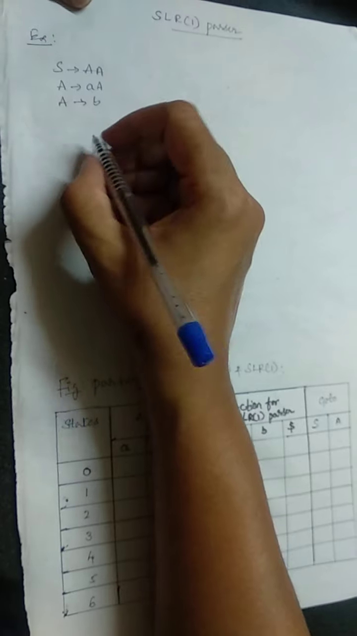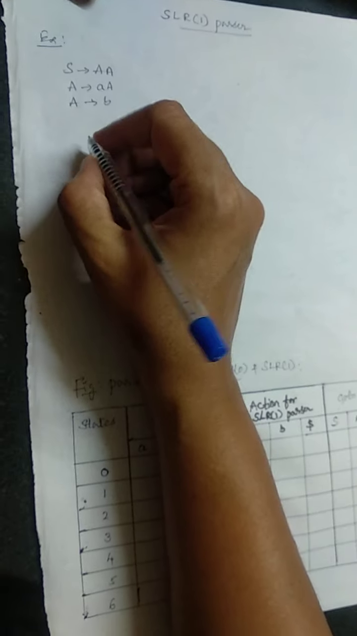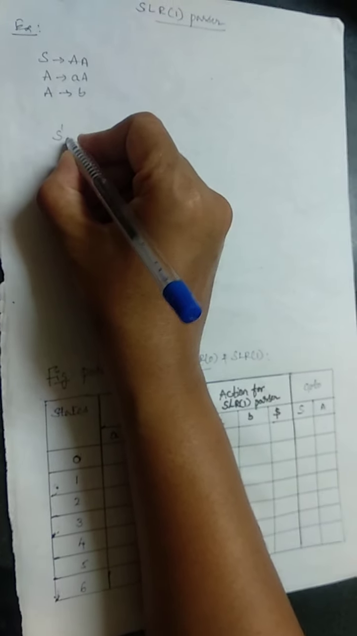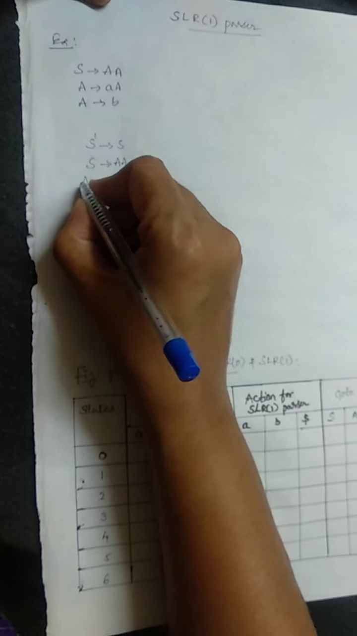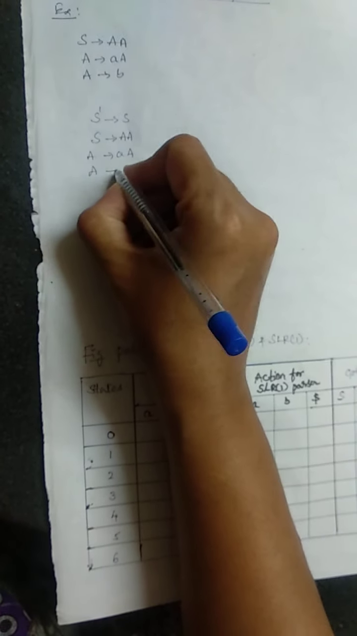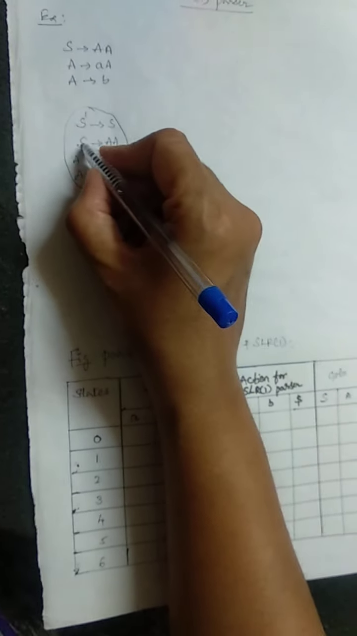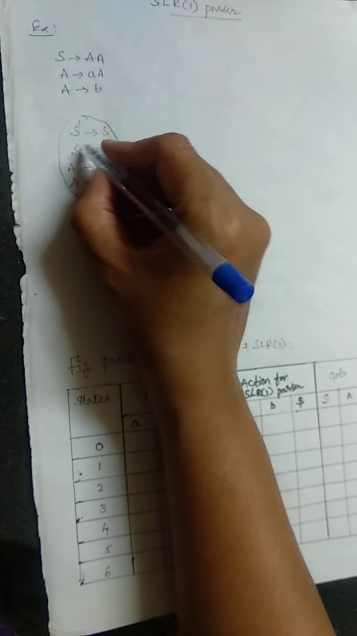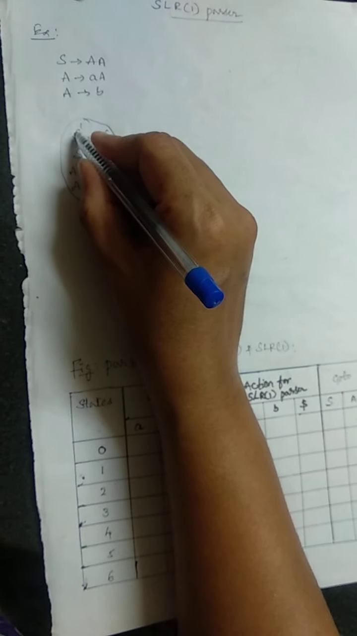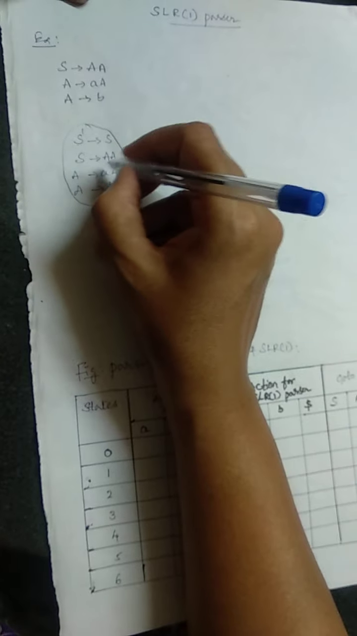To construct the LR0 parser, we first have to consider the augmented grammar. To get the augmented grammar, we introduce one new production, that is S dash implies S, then S implies A, A implies AA, and A implies B. So this becomes the augmented grammar. These three productions are the same as in the given grammar, we have just added one new production, S dash implies S. Here S dash acts as the new start symbol for this augmented grammar.